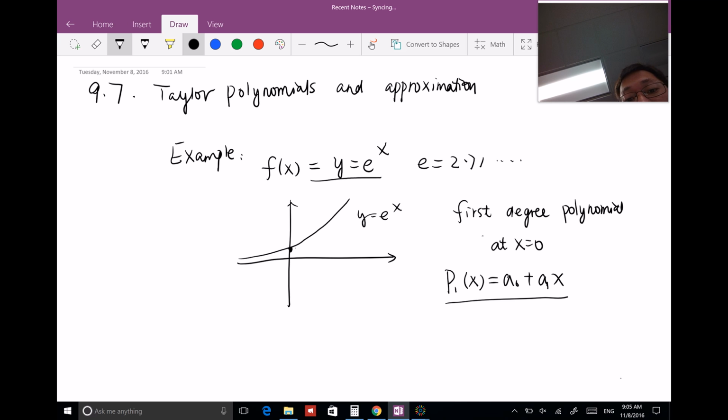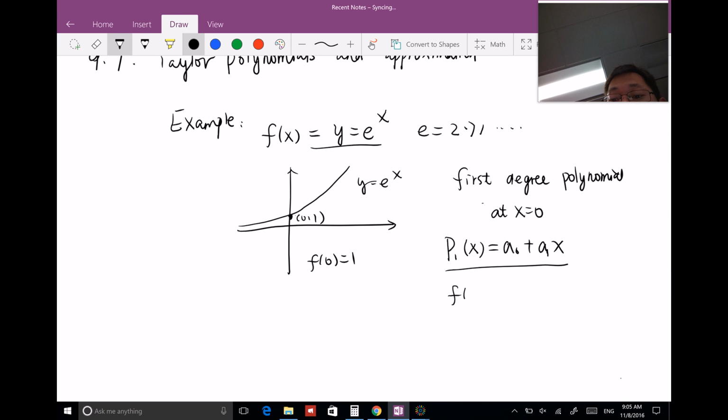So if you plug 0 into the function, you get f(0) equals 1, right? So this point is (0, 1). So I will use a linear function to approximate the whole function. Look, we can see. So first you get f(0) equals 1. You plug into the function, so P(0), you got P(0) equals a0 plus a1 times 0, which is 0. So a0 plus 0 equals 1. You got a0 equals 1. Does that make sense, everyone?